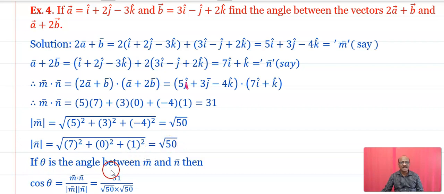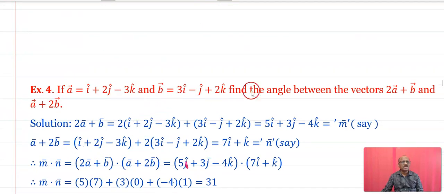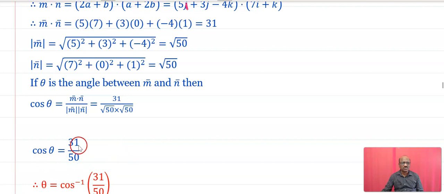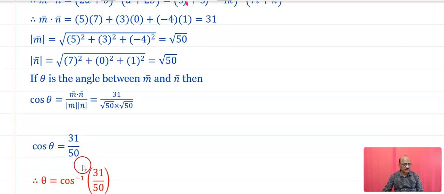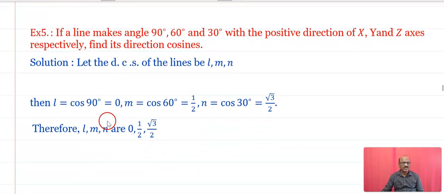If theta is the angle between m bar and n bar, then cos theta is equal to, because we want to find out the angle between these two, that is 2a bar plus b bar and a bar plus 2b bar. Therefore cos theta is equal to m bar dot n bar upon mod of m bar into mod of n bar. M bar dot n bar is 31, and their magnitude is root 50 into root 50, that is 50. That's why cos theta is equal to 31 upon 50, and here theta is equal to cos inverse of 31 upon 50. Now the next problem.